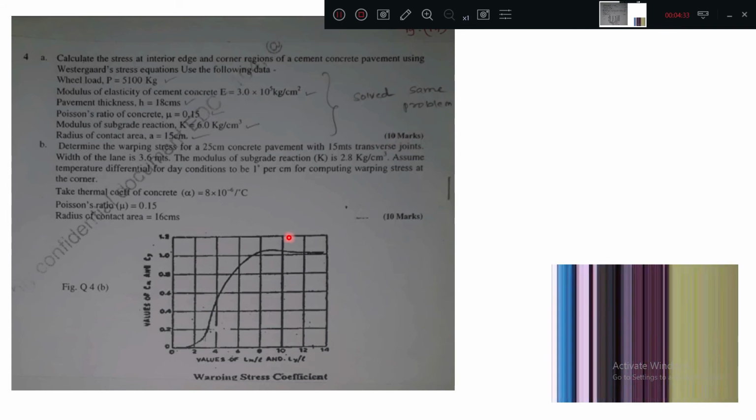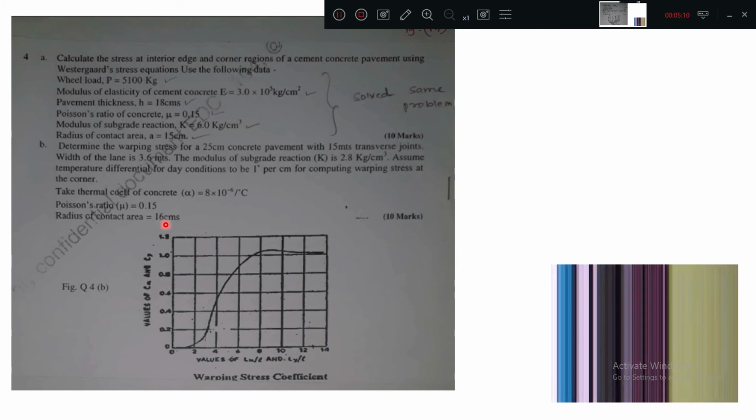This problem, you can see, is repeated for 10 marks. You can solve this one. 25, K value, 15 meter, 3.6 meter, same thing. Lx, Ly, H value, modulus of reaction K value, temperature differential for day condition 1 degree per centimeter. So total is 25, so 1 degree per centimeter means 25 degrees total difference. Okay, so they have written alpha, it is actually the E value, into 10 to the power 6. It is the E value. 0.15, radius of contact area A equal to 16.